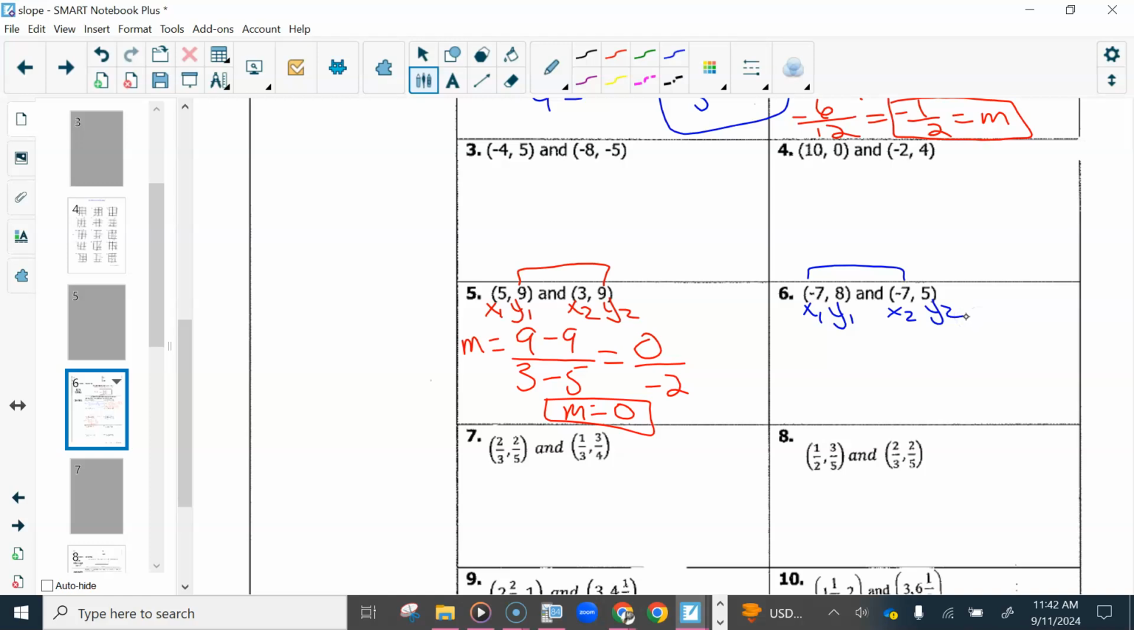So if we set that up, 5 minus 8 over negative 7 minus a negative 7. 5 minus 8 would be negative 3. What happens in the denominator? We're going to get an error at the end, yes, because this becomes a 0. Now, I didn't change it, but if you wanted to see that, it would be negative 7 plus 7, which is how we got it.